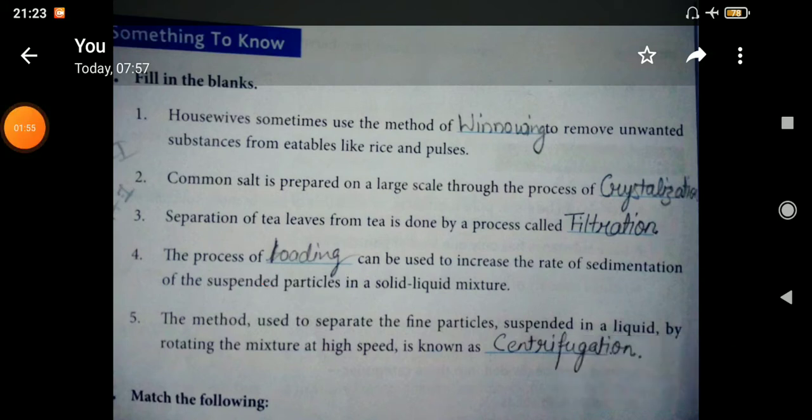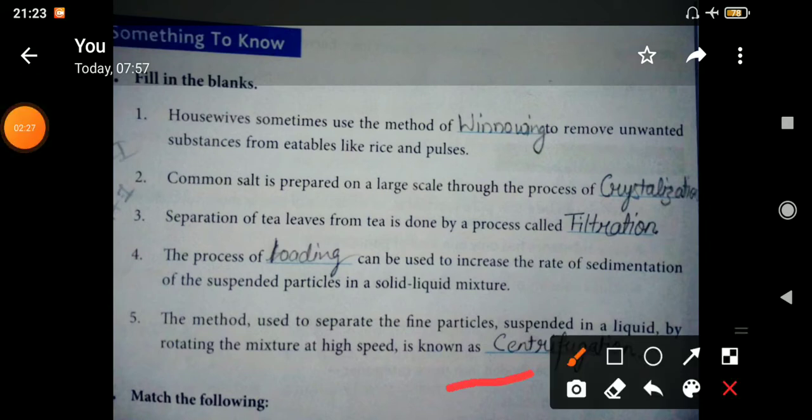Moving ahead, the method used to separate the fine particles suspended in a liquid by rotating the mixture at high speed is known as what? The method used to separate fine particles suspended in a liquid by rotating the mixture at high speed is known as centrifugation. जैसे ये word आए कि rotating at high speed, what will be the name of the process? That is centrifugation. Okay, so it's very important.